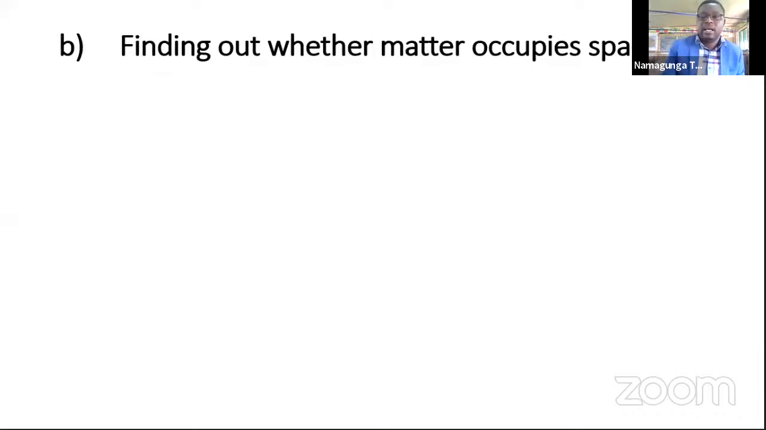Maybe I think matter occupies space. I think that an object can occupy space. Doesn't it also mean that it is matter? Okay, thank you. Yes, it occupies space.